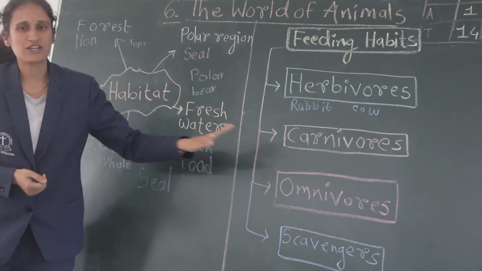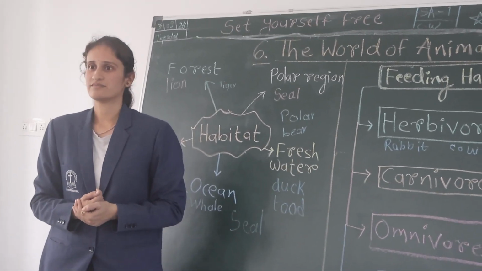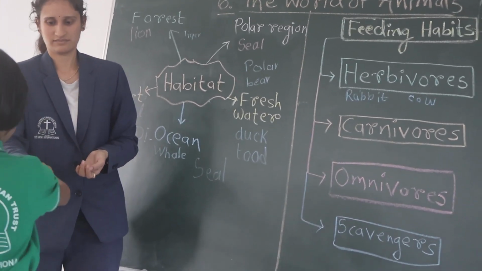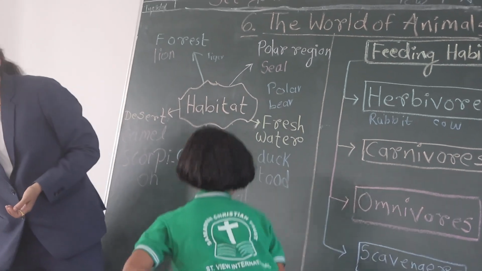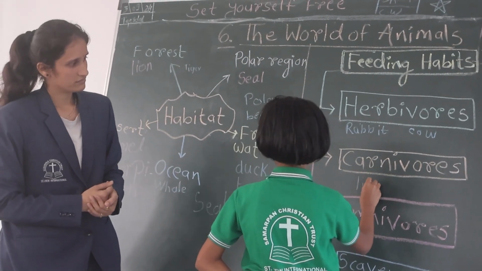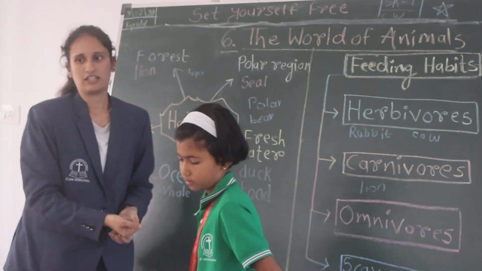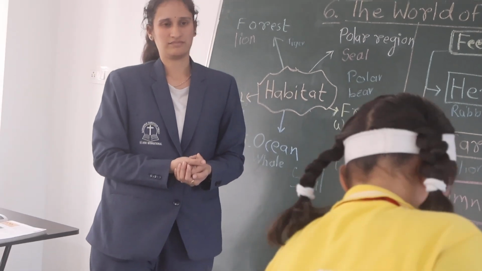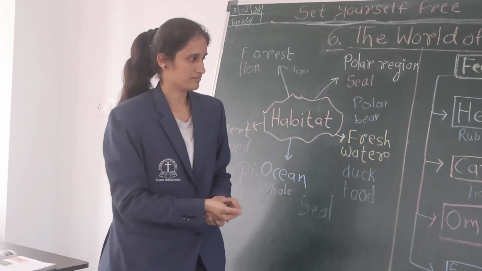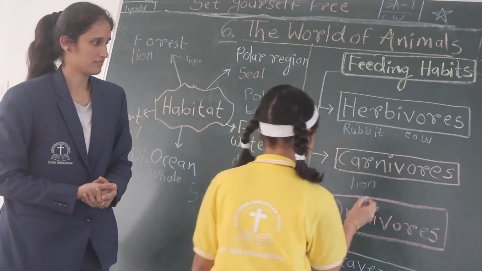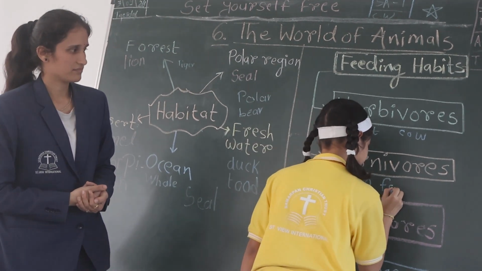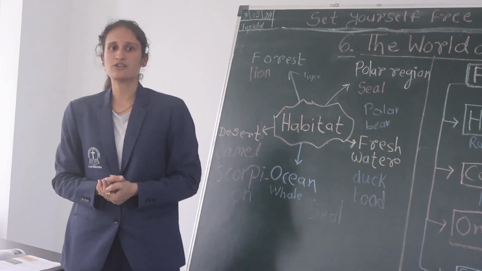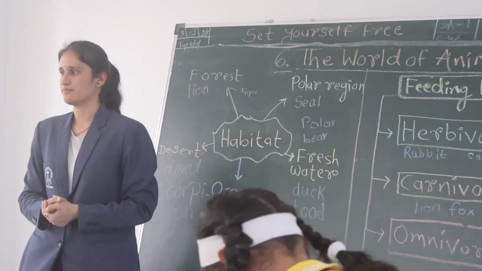Now, carnivorous examples. Come Durga. Lion. Now, second example, Pranavi. Fox. Okay, omnivorous. Who is going to tell me the definition of omnivorous?